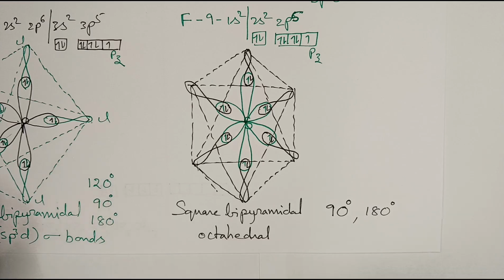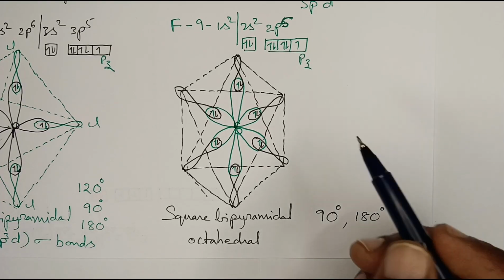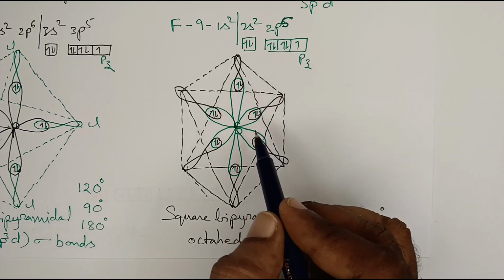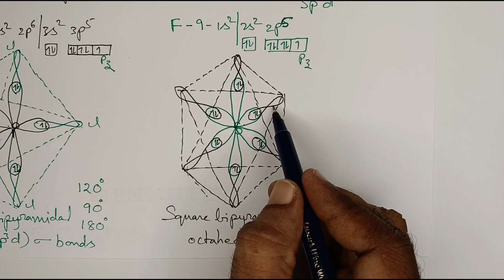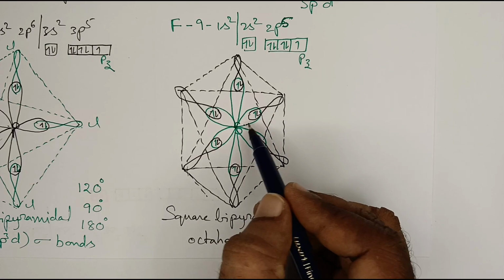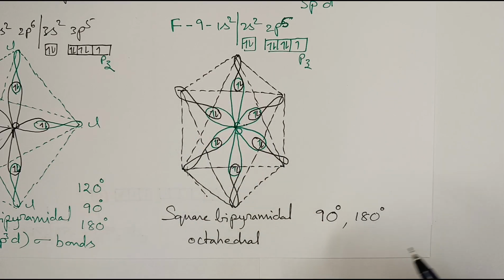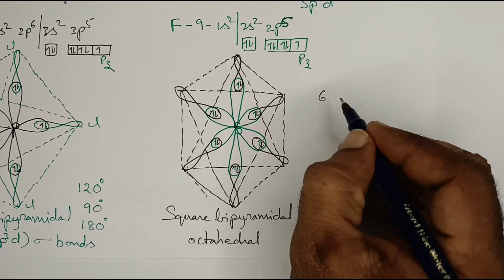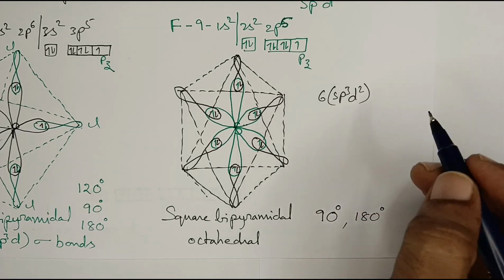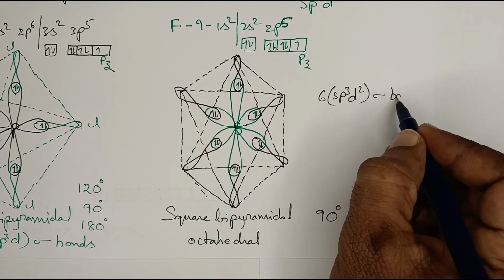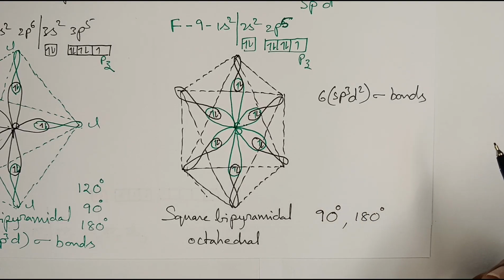So here the types of bonds formed are, this is the sp3d2 hybrid orbital, this is pz, sp3d2-p, sp3d2-p. So there are 6 sp3d2-p sigma bonds.